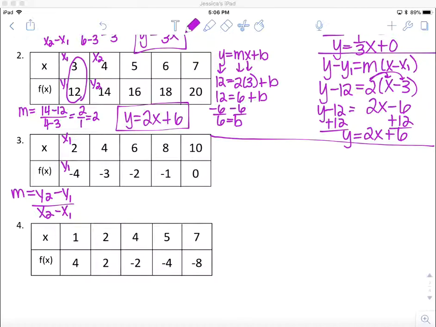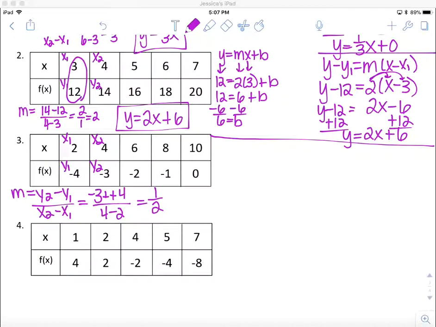I have x1, y1, x2, and y2. When I plug this in, I have negative 3 minus negative 4 over 4 minus 2. Be careful with your signs. Negative 3 minus negative 4 is the same thing as negative 3 plus 4, making this 1/2.